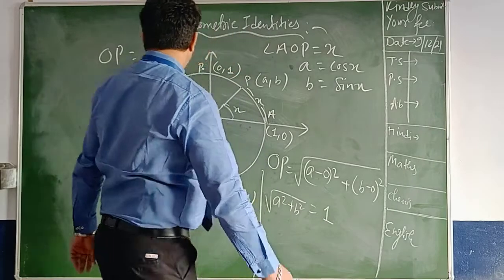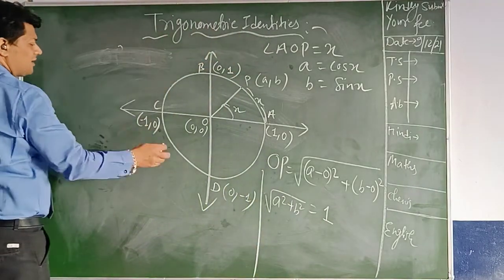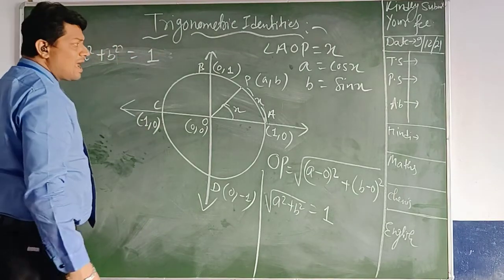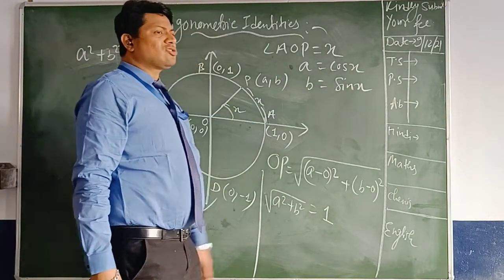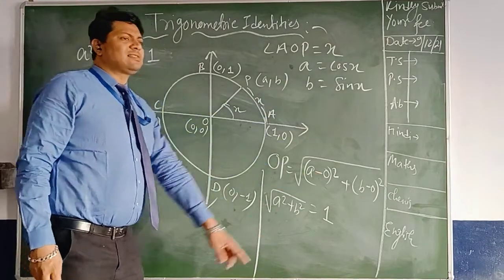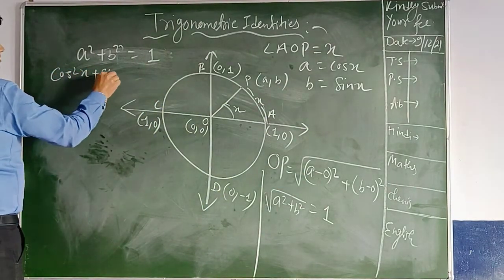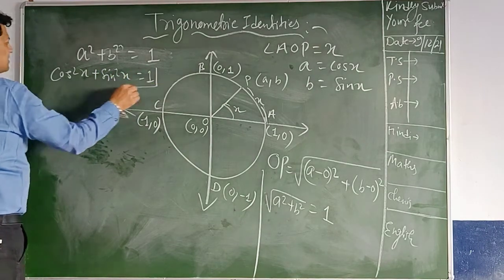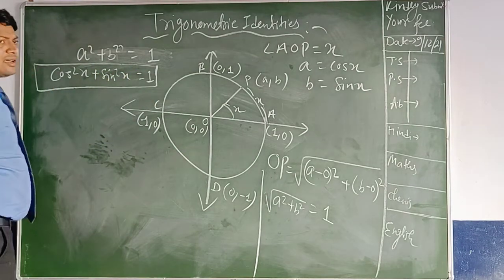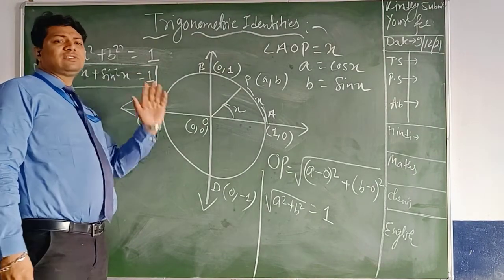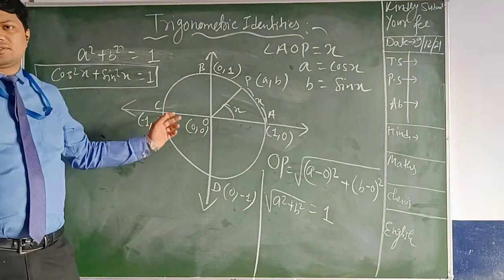When you do the square, you will get a square plus b square equal to 1. And everybody knows the value of a is cos x and the value of b is sin x. So you can put here cos square x plus sin square x, which is simply equal to 1. Is it clear? This is the method by which we say that cos square x plus sin square x equals 1. Write it.